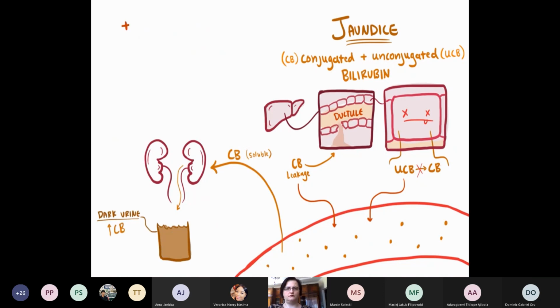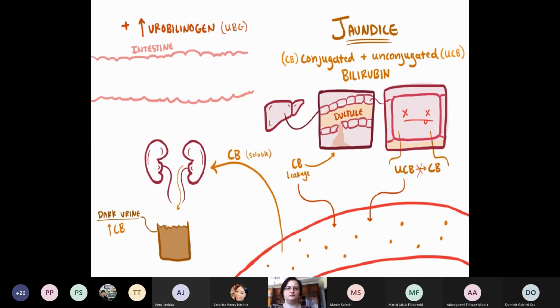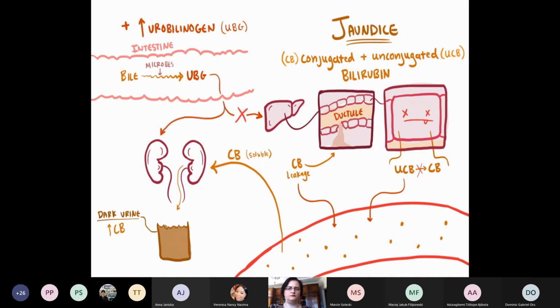Another common finding is increased urobilinogen in the urine. Urobilinogen is produced when bilirubin is reduced in the gut by intestinal microbes. Normally, most of that's reabsorbed and transported back to the liver to be converted into bilirubin, or bile again. But if these liver cells aren't working right, that urobilinogen is redirected to the kidneys and excreted, so you end up with more urobilinogen in your urine.